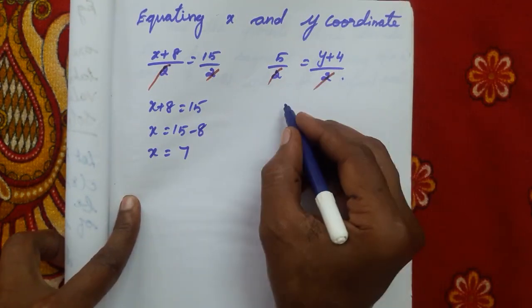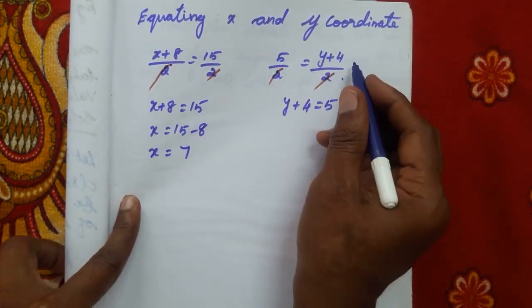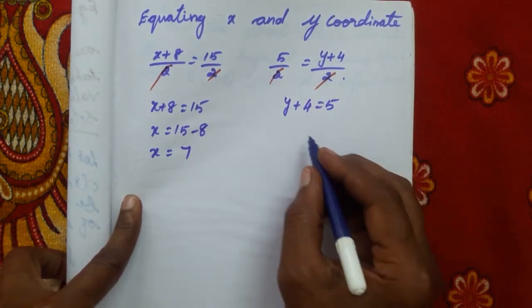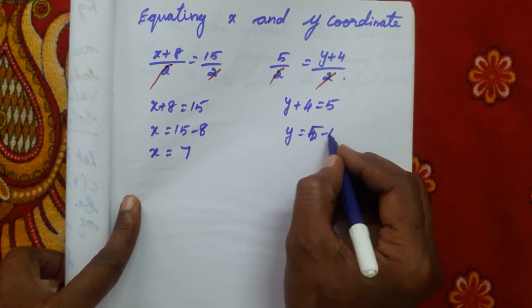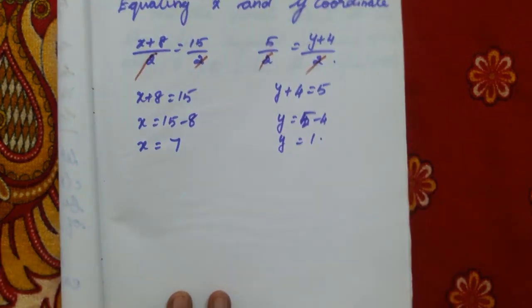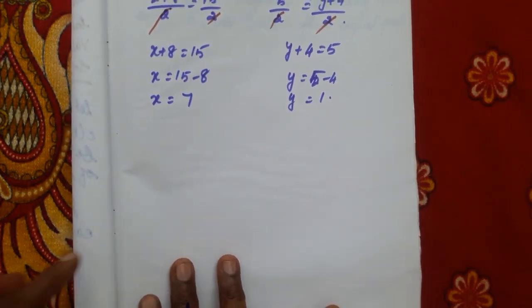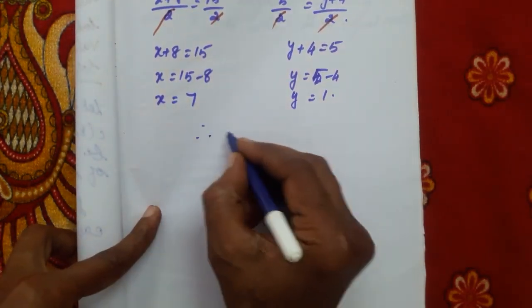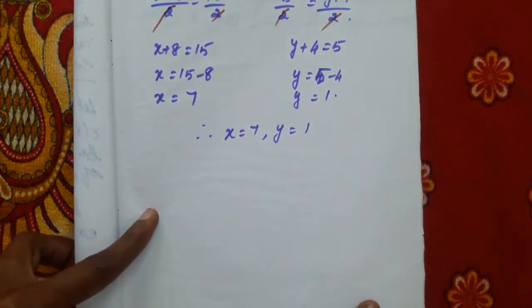Here also, y plus 4 is equal to 5. 5 is equal to y plus 4, we can write. Y plus 4 is equal to 5. Y is equal to 5 minus 4, so y is equal to 1. Therefore, the value of x is equal to 7, y is equal to 1.